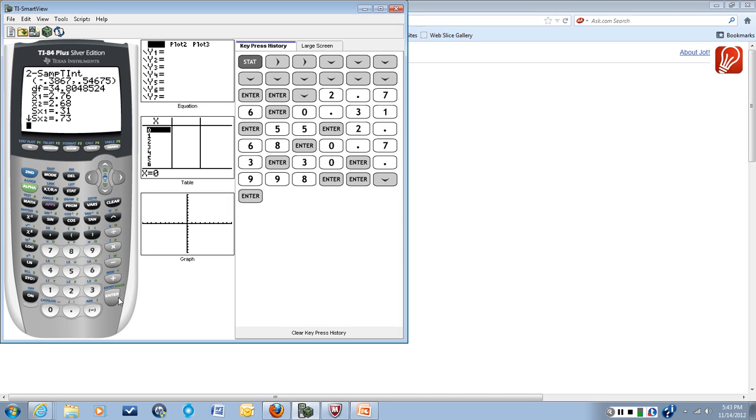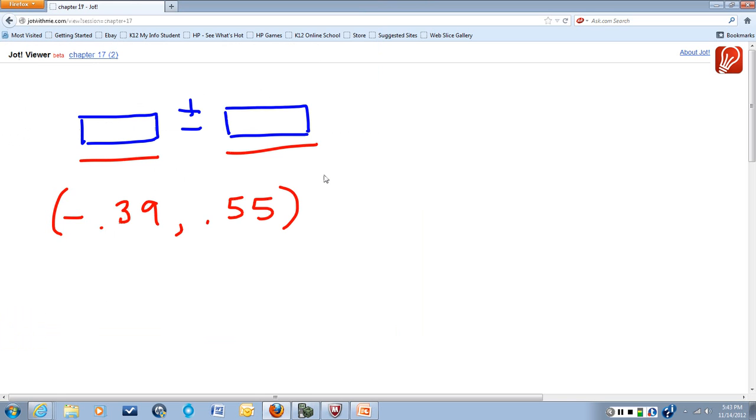And what we're going to get is -0.39 when we round it, and 0.55. So that's going to give us the confidence interval we're looking for, but we are asked to give our answer in a different format. So we need to find the mean and the margin of error given this confidence interval.